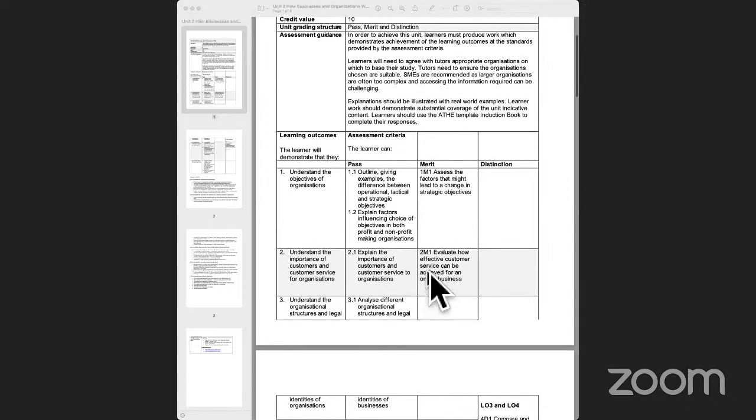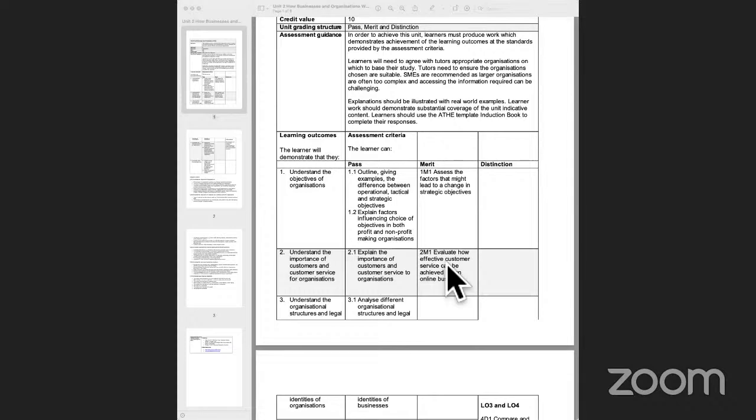In the second learning outcome, we're going to be looking at customer service, because all businesses are set up to make profits. And essentially, it's the customers which allow you to make profit. So what we are going to be looking at understanding is the requirement of customer service, and how effective your customer service can be to increase and obviously align with your business objectives.